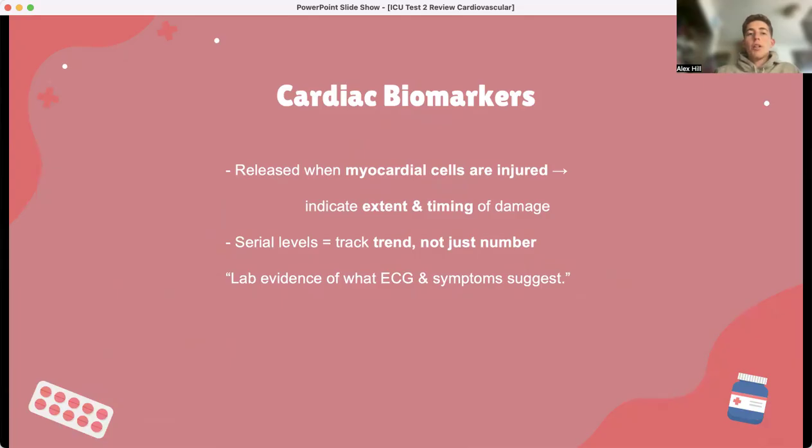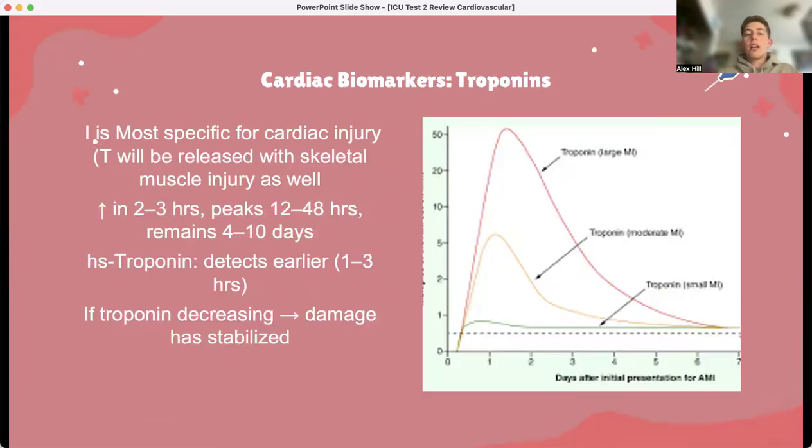Okay, biomarkers. So sometimes we trend these, sometimes you just get an immediate number. So you have troponin I and T, which are very similar. I is a little more specific for cardiac injury. You'll want to know these numbers of when it peaks and everything. High sensitivity, if you're working in an ER, they're going to get this number a lot because it can tell you pretty quickly, almost as quickly as myoglobin. And then if you're trending the troponins and your troponin is decreasing, then you know that your heart is no longer being actively damaged.